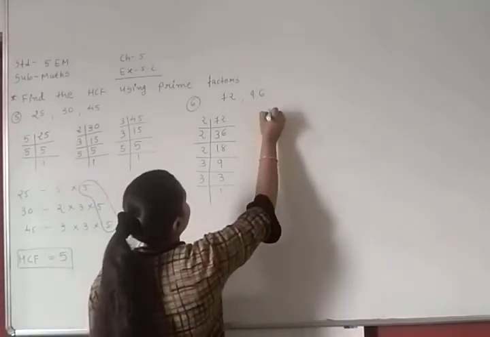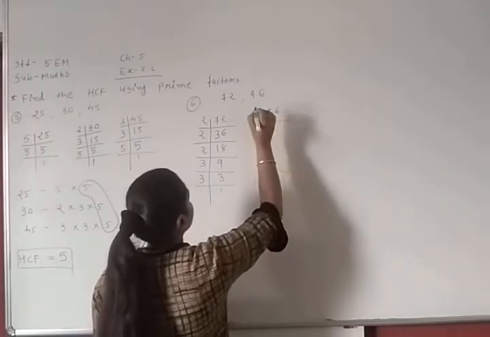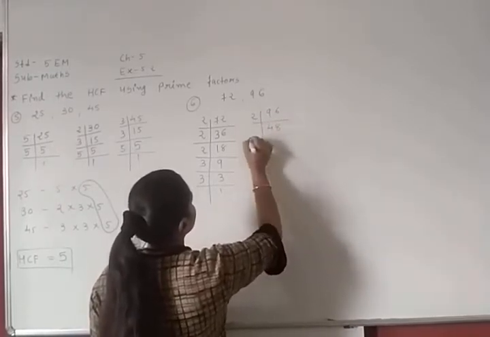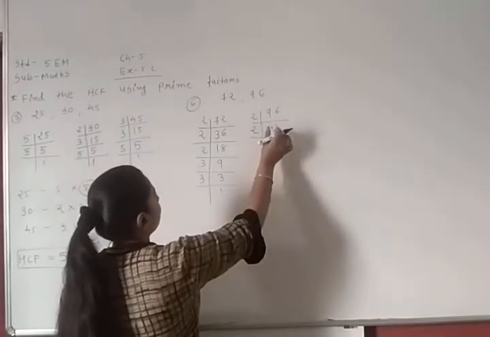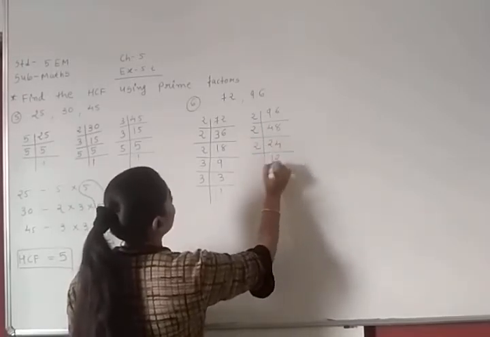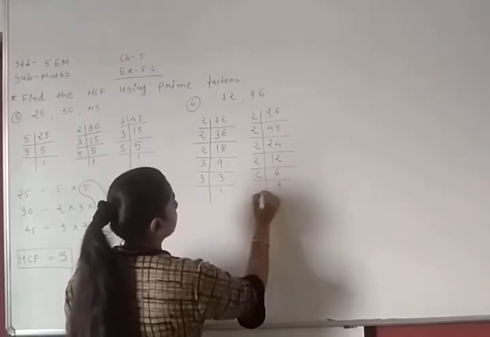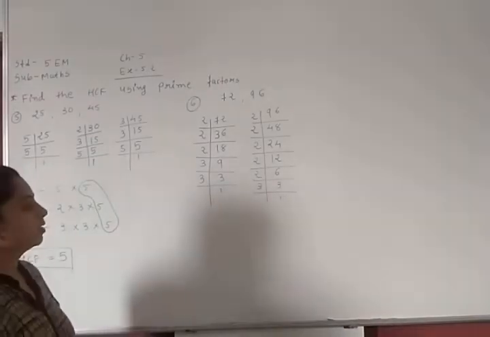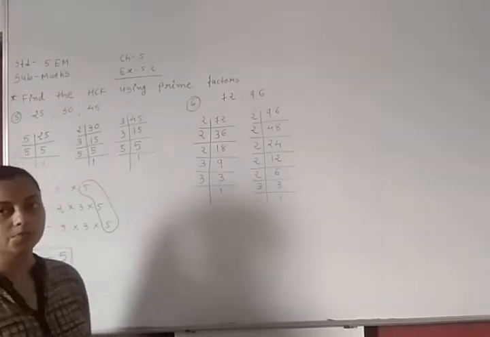Now 96. 2 4s are 8 and 2 8s are 16. 2 48s are 96. 2 24s are 48. Then 2 12s are 24. 2 6s are 12. 2 3s are 6, and finally 3 1s are 3. If you don't know the tables, you will not get the factors. So tables are most important for this chapter.